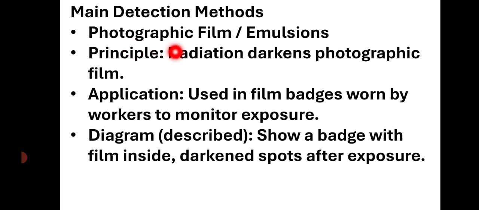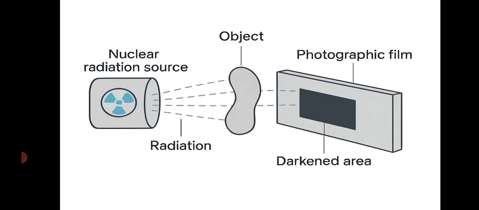All right, so the principle behind the working of the photographic film is that when a photographic film is exposed to radiation, the radiation is going to leave dark spots. It's going to darken the photographic film. We shall see how this happens. And this is applied in film badges, which are worn by workers in the nuclear plant to monitor exposure. All right, so what happens is this.